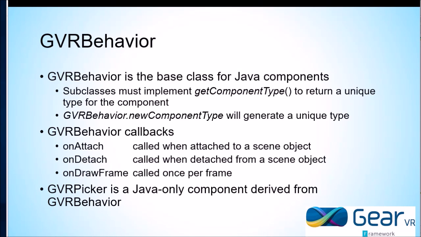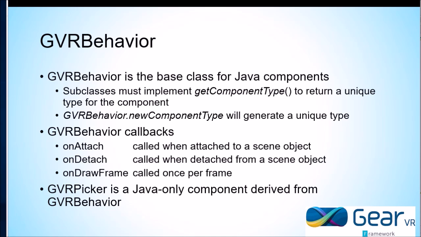GearVR behavior is the base class for components written in Java. All of these must implement getComponentType to return a unique type for the component. Now that's pretty easy because GearVR behavior's new component type is a function that will generate a unique type, but you should only call it once at the beginning and not again, because it generates a new type every time you call it.